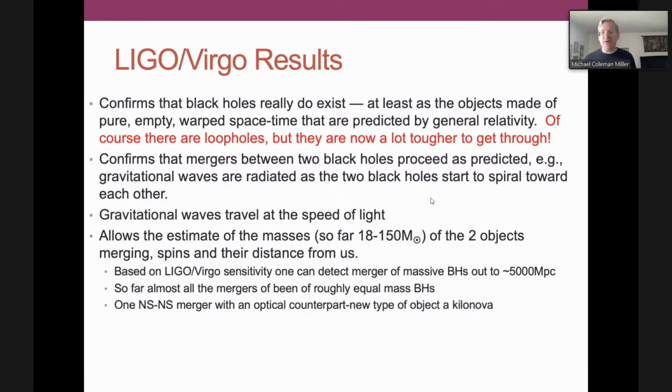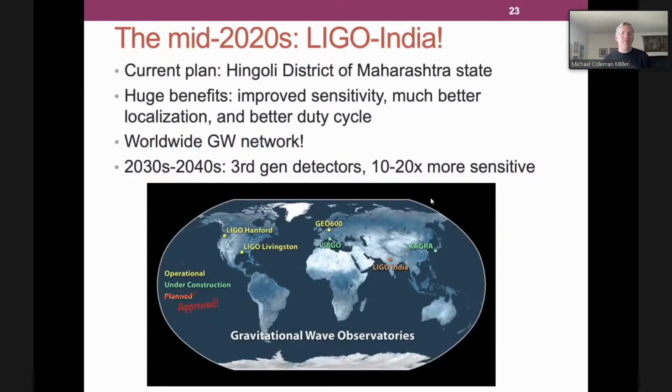But now we want to look for the future. And one of the most interesting near future developments that I'm expecting is LIGO-India. This is going to be something actually using what was effectively a spare LIGO. And it's going to have huge benefits for the worldwide community.